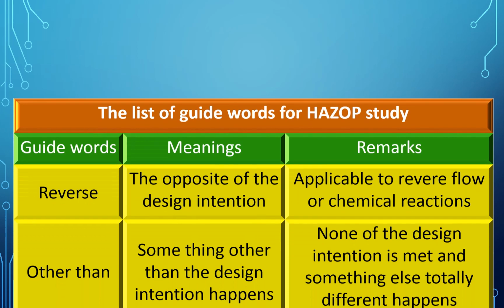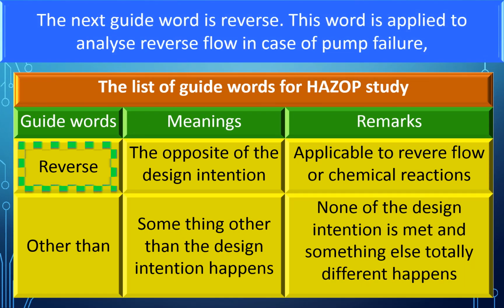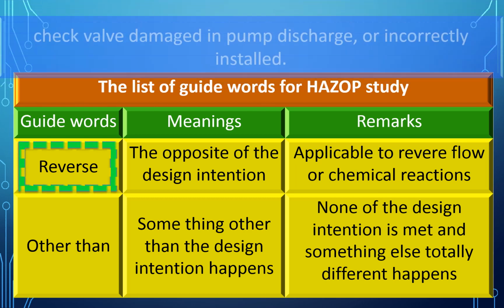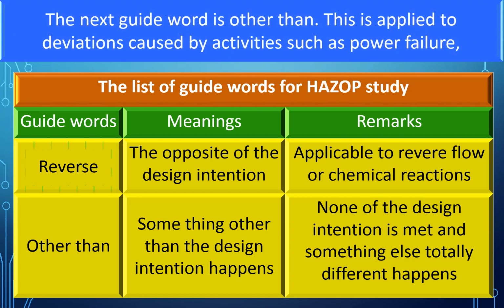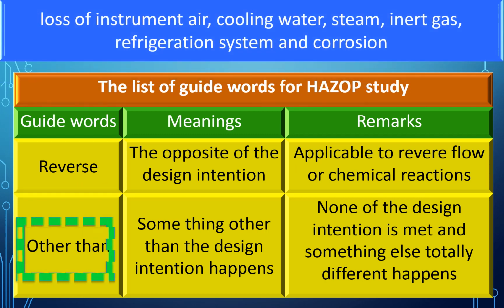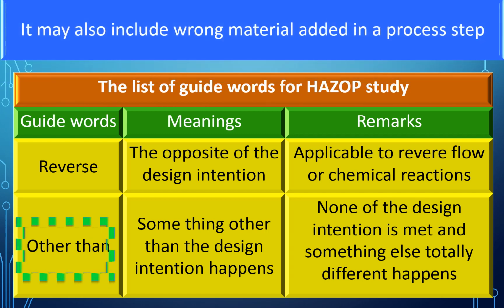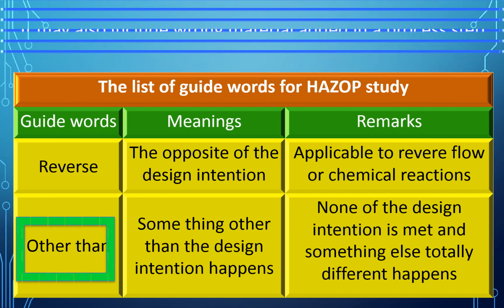The next guide word is reverse. This word is applied to analyze reverse flow in case of pump failure, check valve damage, and pump discharge incorrectly installed. The next guide word is other than. This is applied to deviations caused by activities such as power failure, loss of instrument air, cooling water, steam, inert gas, refrigeration system, and corrosion. It may also include wrong material added in a process step.